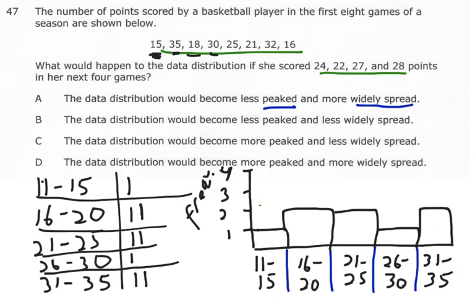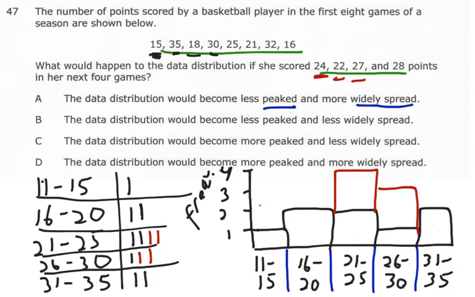Alright, so now if we use our new data, I'm just going to indicate that with the color red. So 24 gives me a tally mark there. 22 also gives me one there. 27 goes in the 26 to 30, and 28. So the 21 to 25, that went up to 4. Remember that word peaked? That's peaking more, isn't it? And 26 to 30, that went up more. So that shows me that it's going to be more peaked, and my other bars all stayed the same.